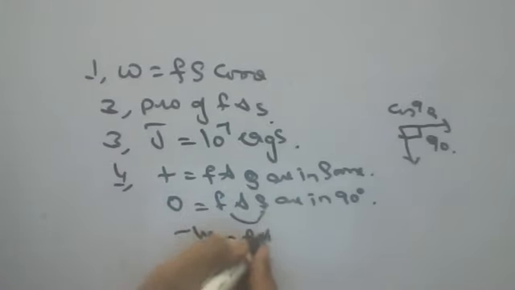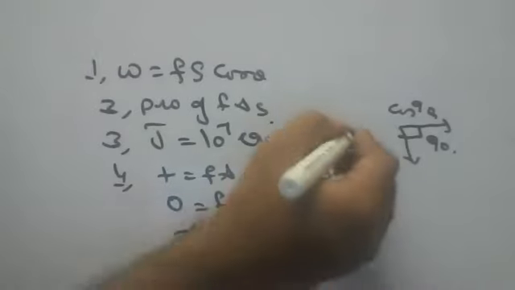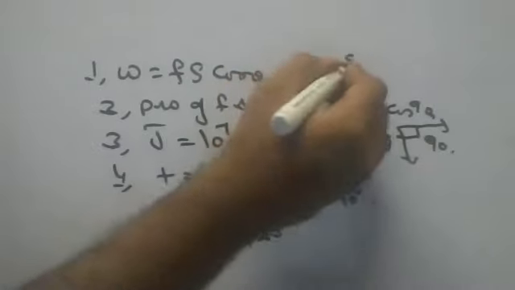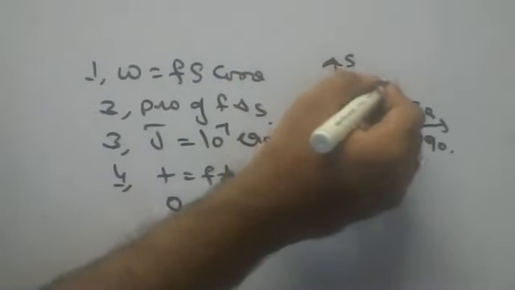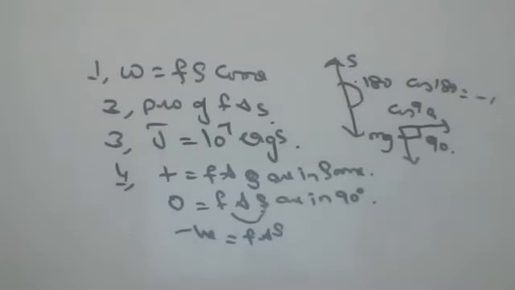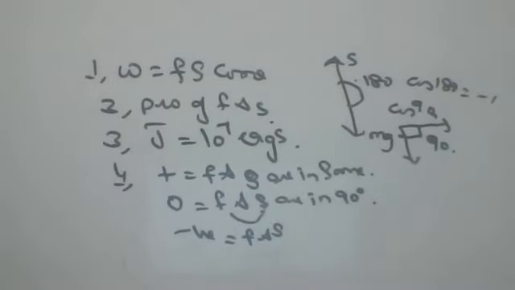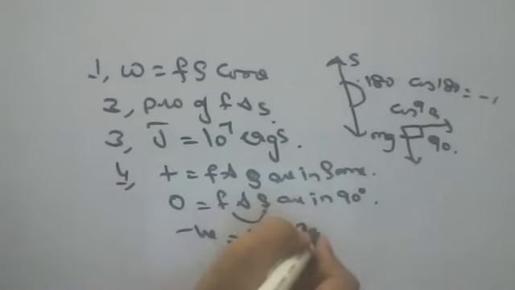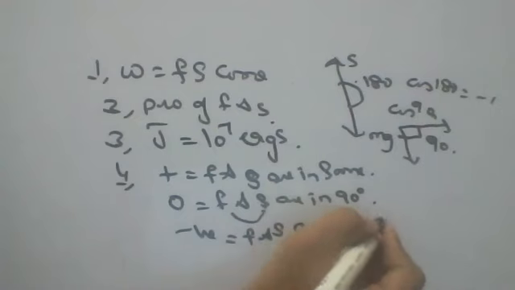If force and displacement are in opposite directions, for example when I'm climbing a ladder, my weight is downwards and I'm going upward, so they are in opposite directions. Cos 180 is equal to minus 1. In that case, force and displacement are in opposite directions, and that is said to be negative work.